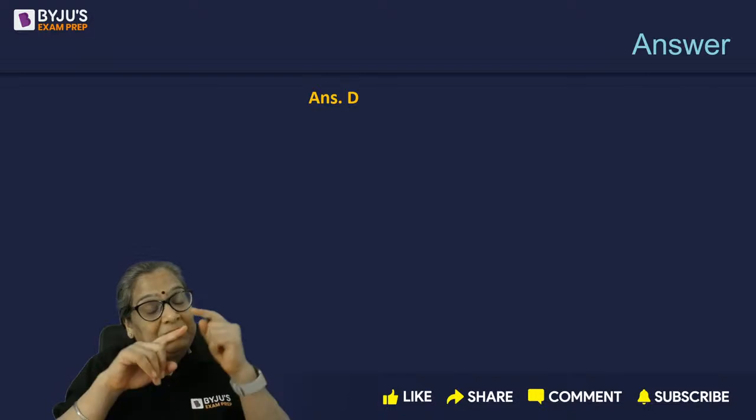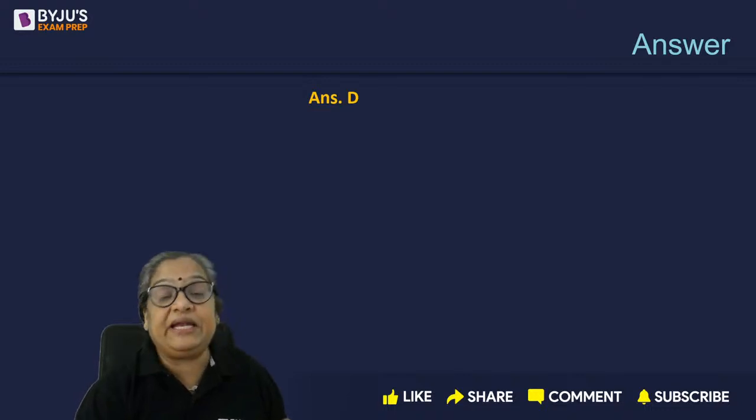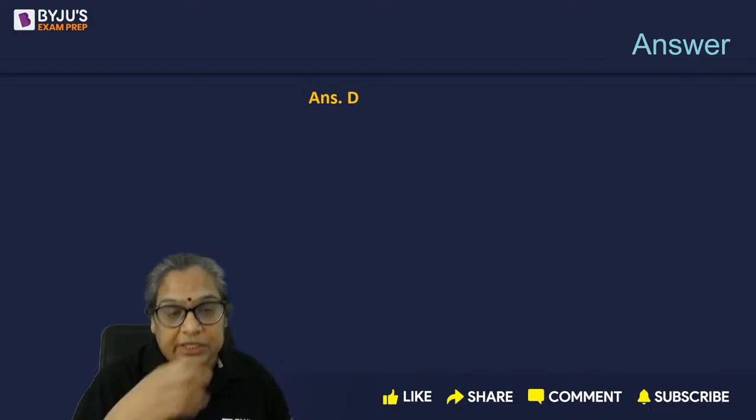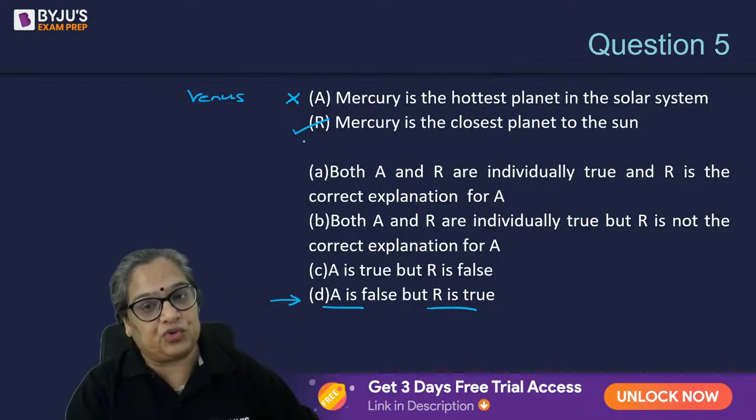That's why I told you, sometimes you know the answers, you have to look at the code and decide which is the right answer. If A is false and R is true, the answer is D, not C. Okay, in the exam, any mistake means negative marking. So you'll get -1/4 for an answer you knew. True, Venus is the hottest planet, therefore this is false and this is true. All right.